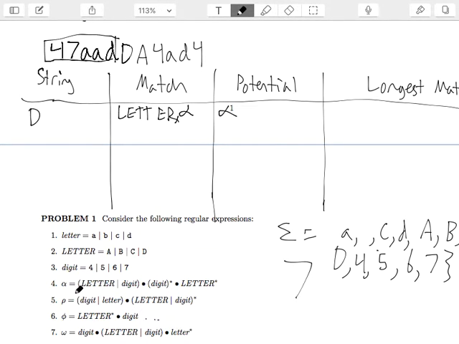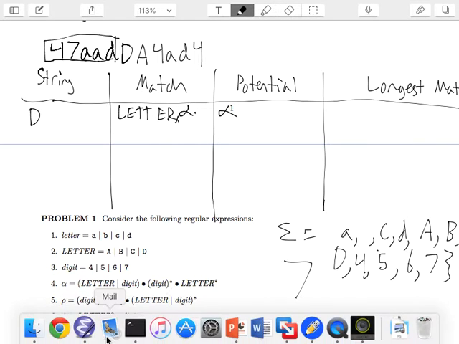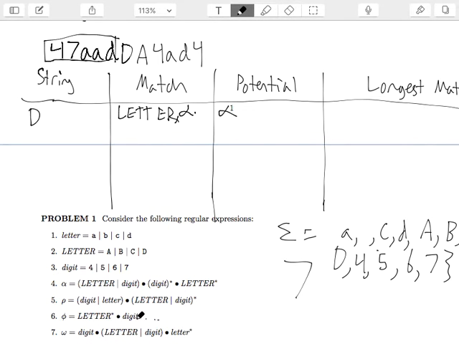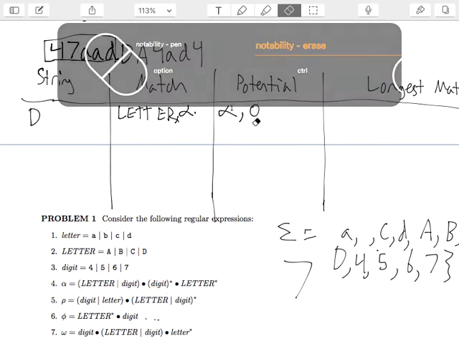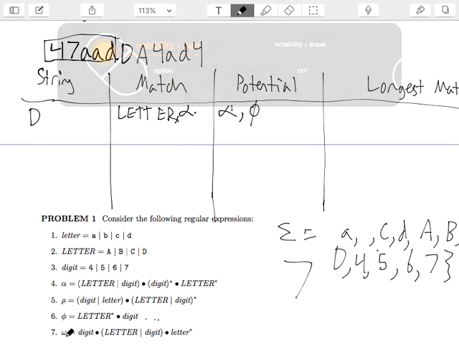Does rho match? No, because it has to start with a digit or letter and it has no potential. Does phi match? No, it doesn't match. Phi says it has to end in a digit, so it can't possibly match. But it has the potential to match because the prefix matches. Omega? No, doesn't match and has no potential to match. So just alpha and phi. And what's the longest match so far? Letter.